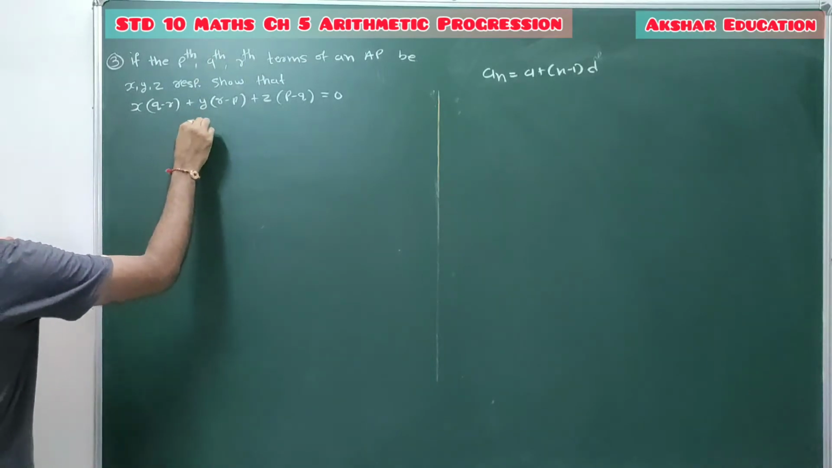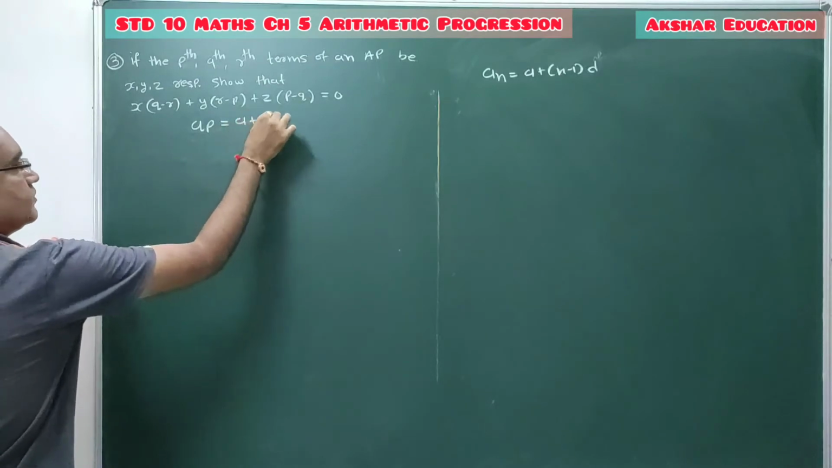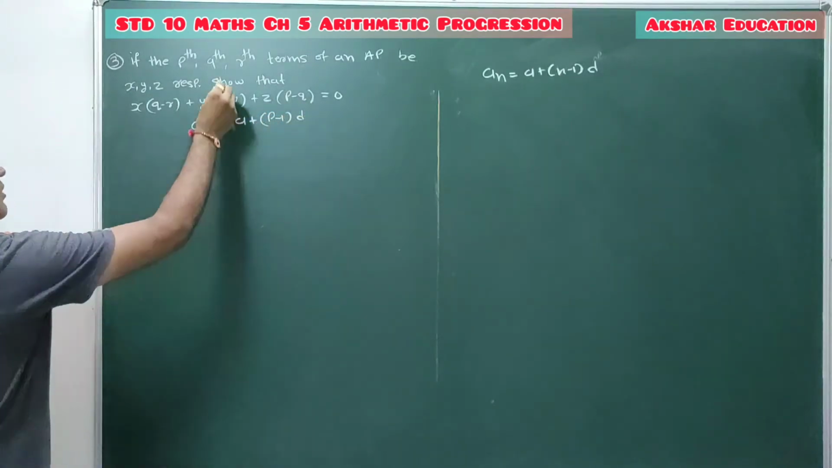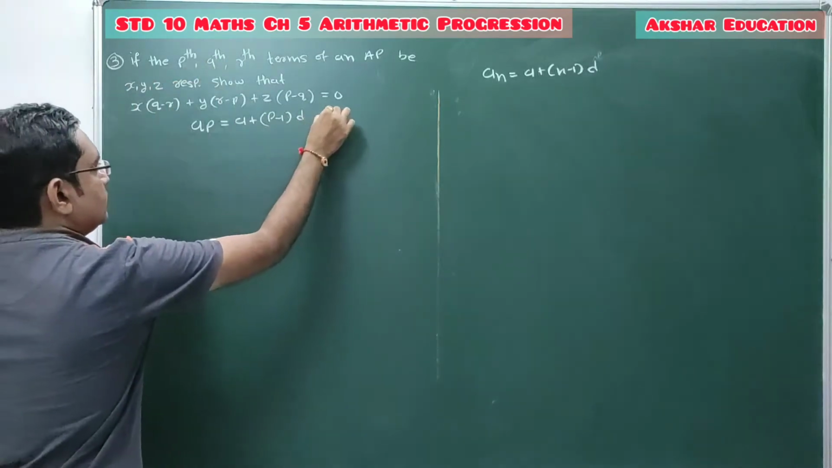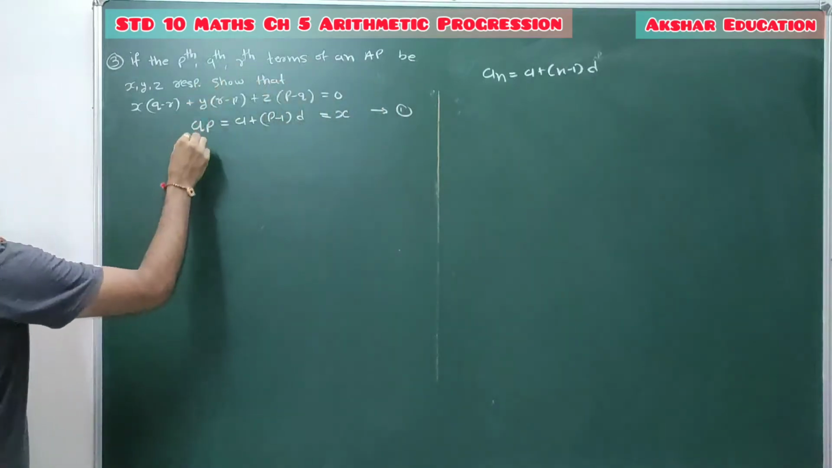So instead of the nth term, we are given the pth term, qth term and rth term. The pth term of the AP is a plus (p minus 1) into d, and the pth term is x. So this is equal to x, result 1. Qth term.